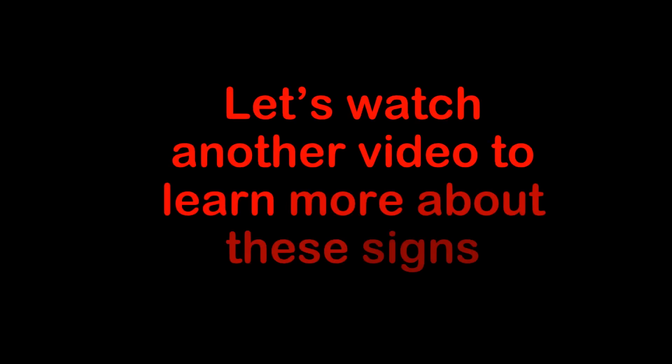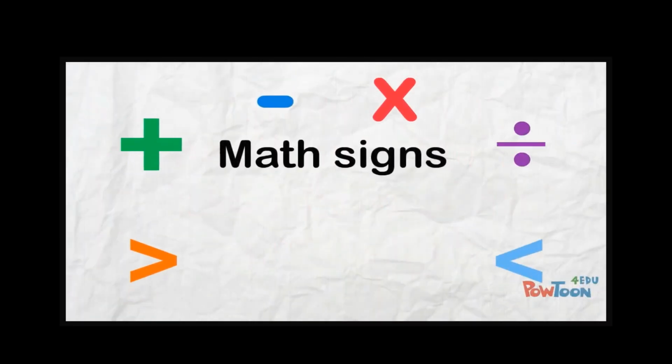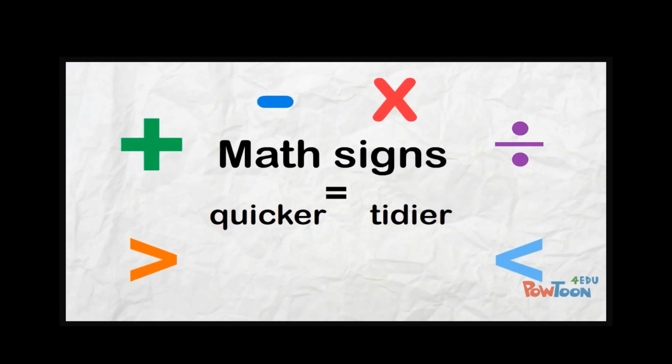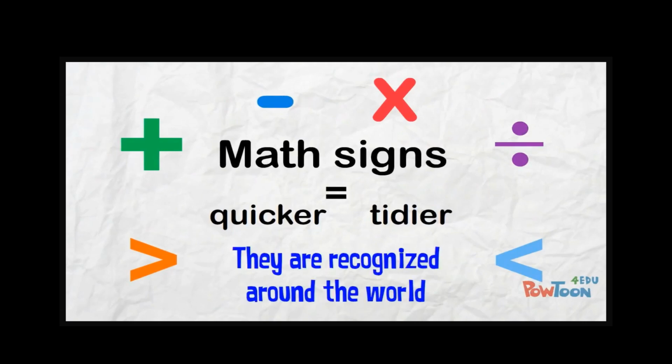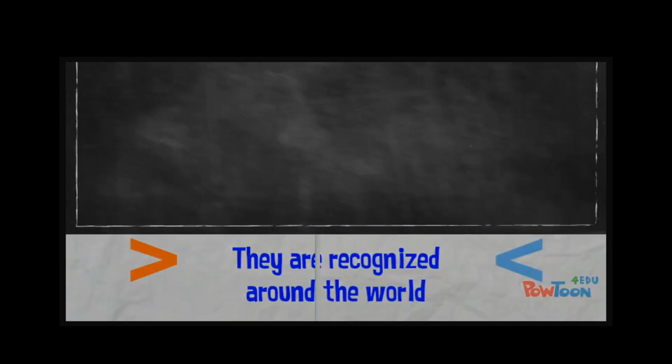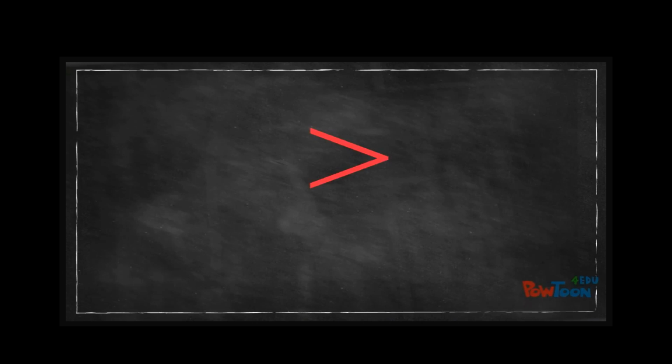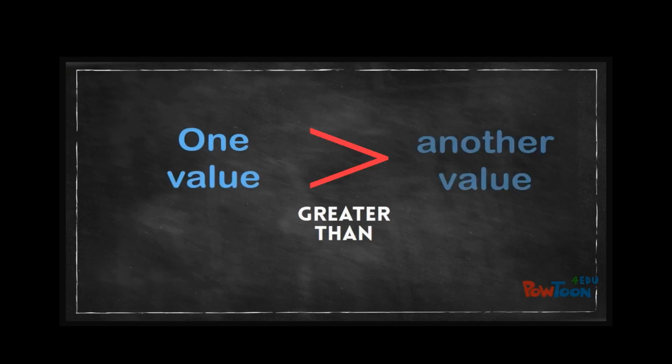Do you know there is another way that we can use the signs? Let's see. Math signs are quicker, tidier, and they're recognised around the world. Have you seen this before? This sign means greater than. We use it to show that one value is greater than another.